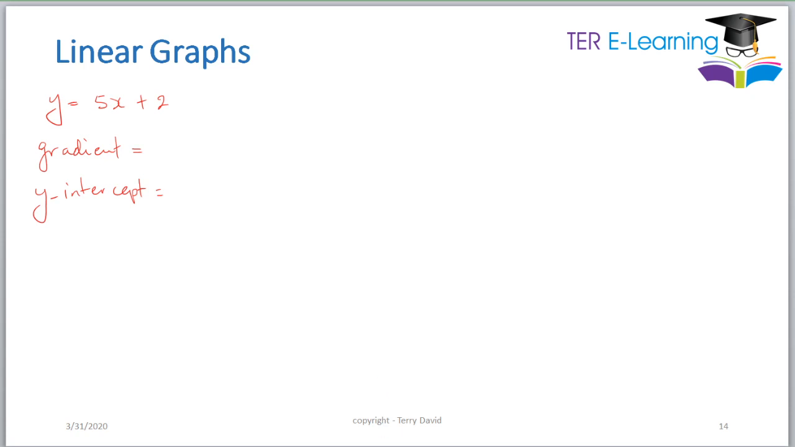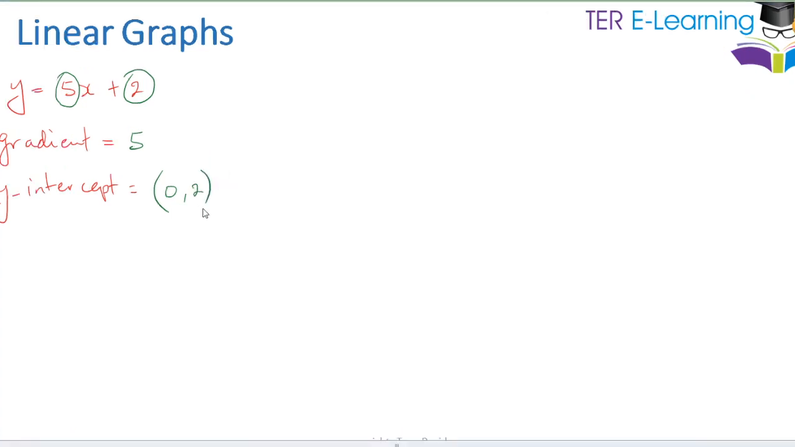Alright, so my gradient is simply this number here. My gradient is the coefficient of the x. So my gradient is simply equal to 5. Now my y-intercept has to be given as a coordinate, and for the y-intercept we're going to look at this value here. So my y-intercept is 0, 2.